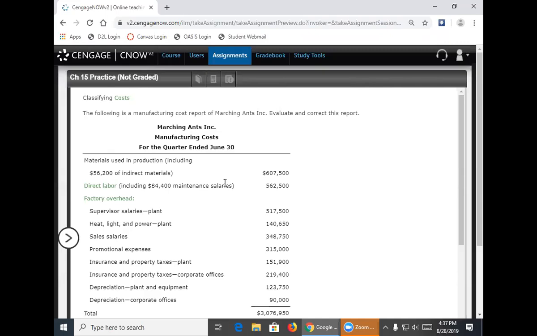An indirect material would be some kind of material that you wouldn't trace specifically to each product, like glue or something that would be hard to trace a specific amount. Yeah, that's a good question. Sometimes those are harder to identify. If it's a small thing with a small cost, we would usually call it indirect.